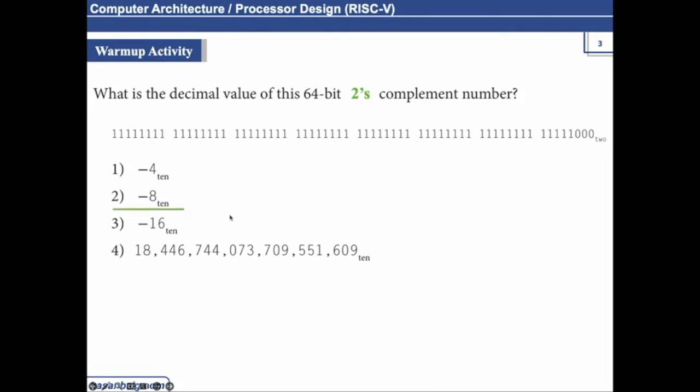Get it? If I would say that this is a one's complement number, then what would be its decimal value? If instead of two's complement, it were a one's complement number, what would be the decimal equivalent of this value? 7. Why? How do you take one's complement? You just simply flip all the bits. And when you flip all the bits, this becomes 1, 1, 1, and then all zeros. Then it would be plus 7. Okay? Get it?